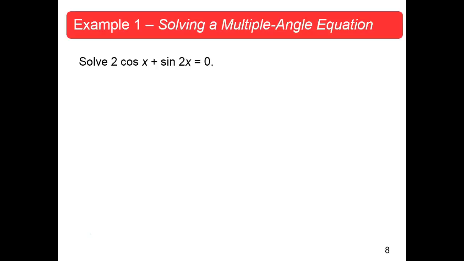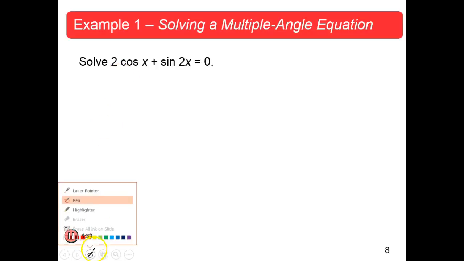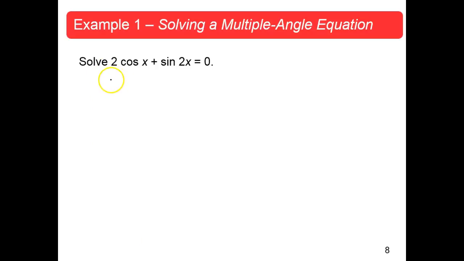What's the latest identity we ran into? The double angle formula. Remember how that goes? So let's leave the 2 cosine x alone for now, plus, but instead of sine 2x, what is sine 2x? You got it. 2 sine x cosine x. And that now is equal to 0.